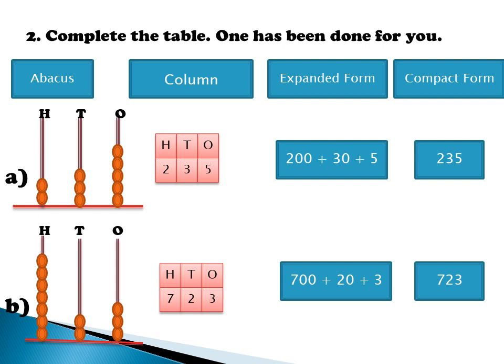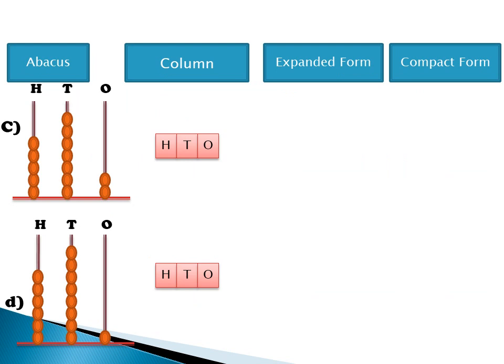I hope now you all might have completed it. Now let's see the next one, C. Students, let's count in hundreds place. How many beads are there? 1, 2, 3, 4, 5. So 5 in hundreds place. Now let's count in tens. 1, 2, 3, 4, 5, 6, 7. 7 in tens place. And now let's count in ones place. 1, 2. So 2 in ones place.